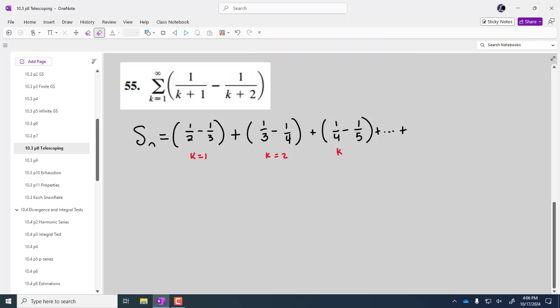So the rule of thumb when you're finding S sub n is to find the first 3 terms and the last 2 terms. So again, because we started at 1, k equals n minus 1 and k equals n are the last 2 terms.